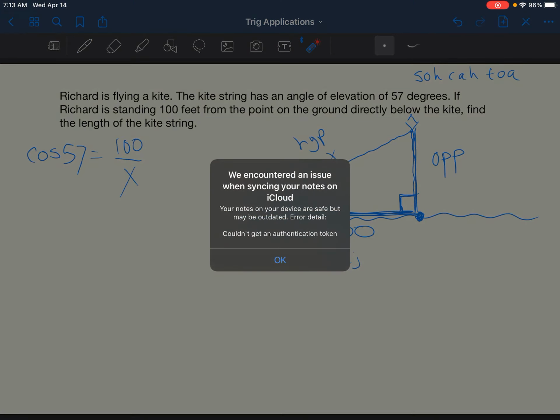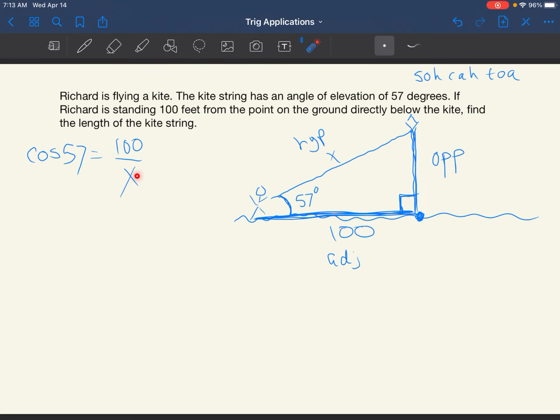So I have to get this X all by itself. You could go through the entire algebraic process. You can multiply this side by X, multiply this side by X, and then divide this side by cosine 57, and divide this side by cosine 57. But there is a shortcut. You don't have to go through all those steps.